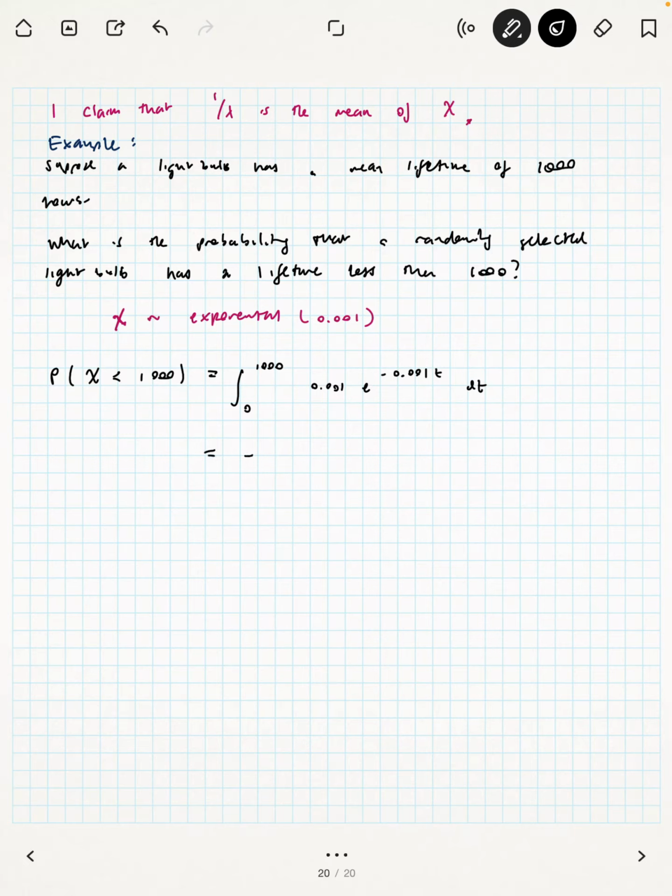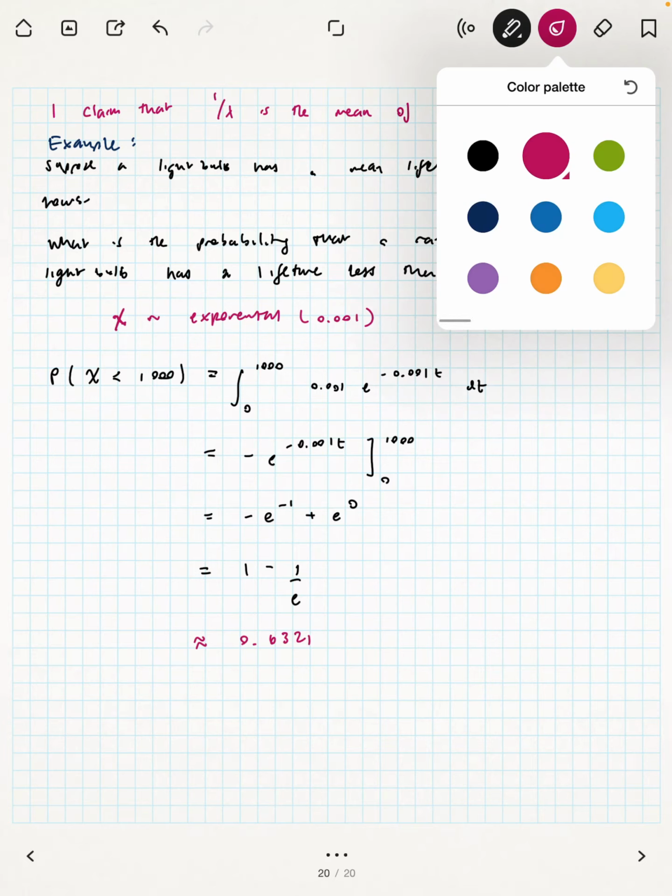And now we integrate. So the antiderivative is negative e to the negative 0.001 t, evaluated at 0 and 1,000. This gives us negative e to the negative 1 plus e to the 0. This is the same as 1 minus 1 over e. And that is technically the answer, but if we wanted to figure out approximately what this is, we're looking at 0.6321, so 63% roughly.